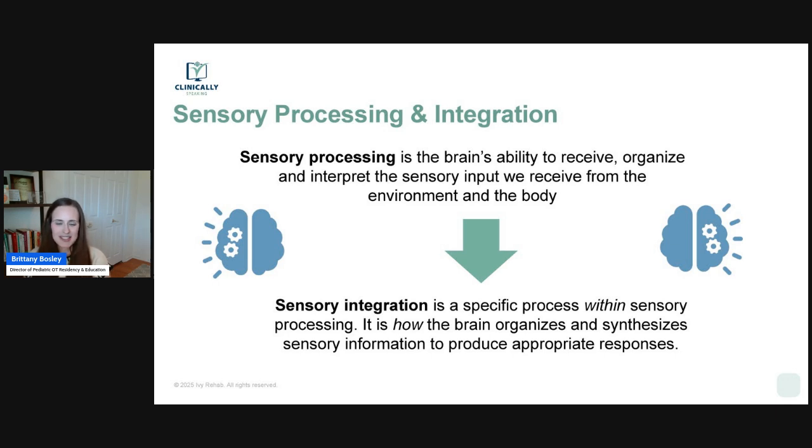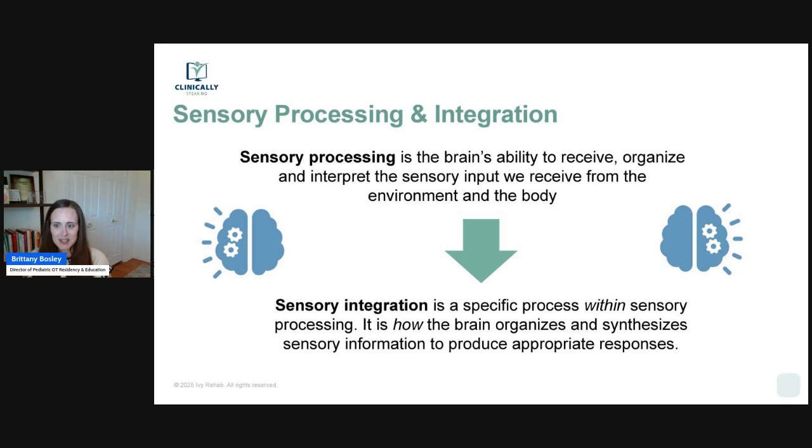So this can include sight, sound, touch, taste, smell, proprioception, which is our sense of body, movement and position, as well as vestibular input, balance and movement, and interoception. Our brain organizes this information so that we can respond appropriately. For example, reacting to a loud sound or maintaining balance while walking. When this process works well, we can interact with our environment without thinking too much. But when sensory integration doesn't work properly, it can lead to sensory processing challenges.